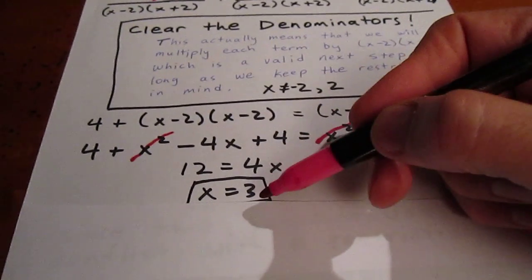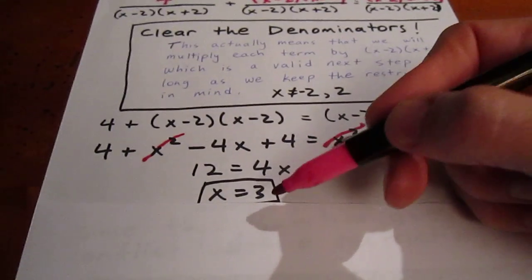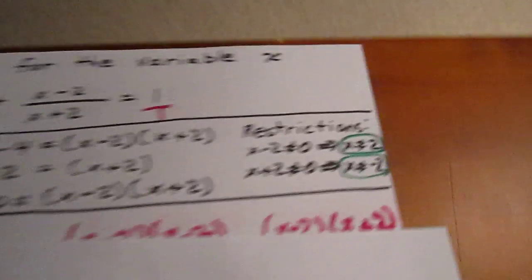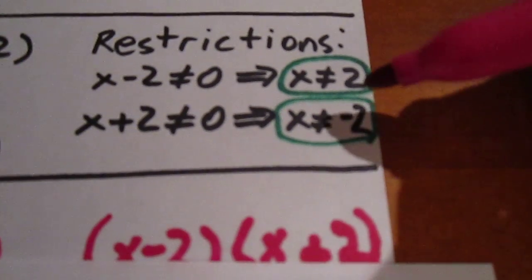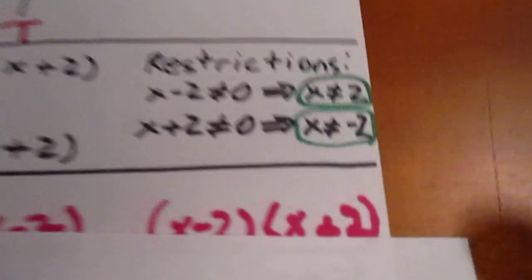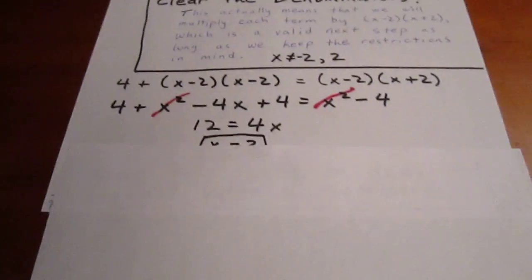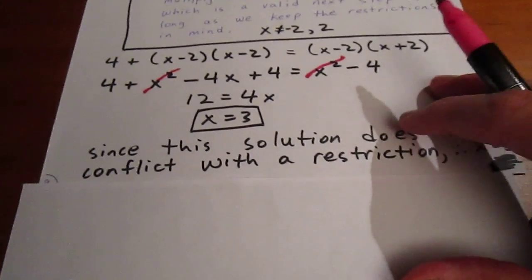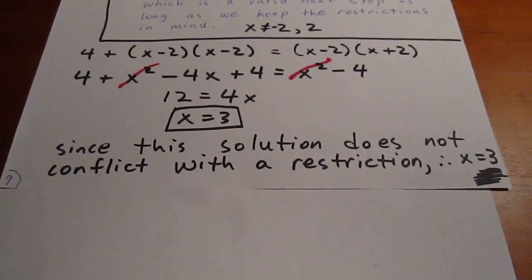Now we have to compare this answer to our restrictions. We have x equals 3, and we see if that's one of the invalid answers. The answer is no, it's not, so it is a valid answer. It's valid for x to equal 3. It simply can't equal 2 or negative 2. So since this solution does not conflict with the restriction, therefore x equals 3.